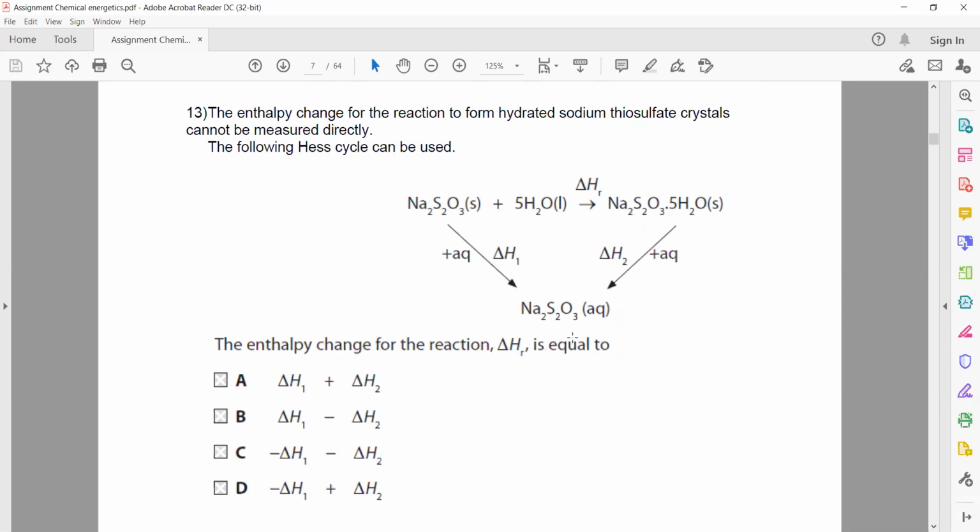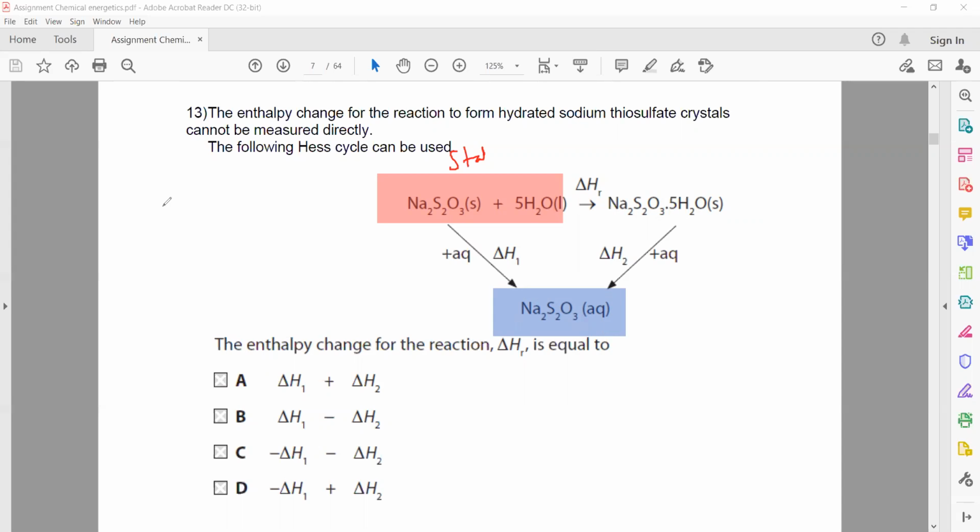Enthalpy change delta HR is equal to... So how can we work out where the two arrows are pointing out? That is the start of the cycle. And where the two arrows are pointing in, that is the end of the cycle. So if we follow route 1 or we follow route 2, the overall energy change is independent of the route which we follow.